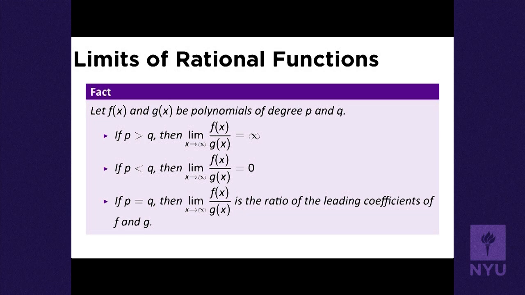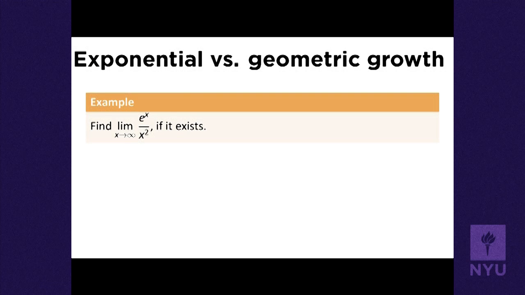Well, we can use this not just for quotients of polynomials, but say comparing exponential growth to geometric growth. So let's take a look at the limit as x goes to infinity of e to the x over x squared. The numerator goes to infinity. The denominator goes to infinity. So this is a situation where we could have tried to apply L'Hopital's rule. So go ahead and try that and tell me what answer you get.